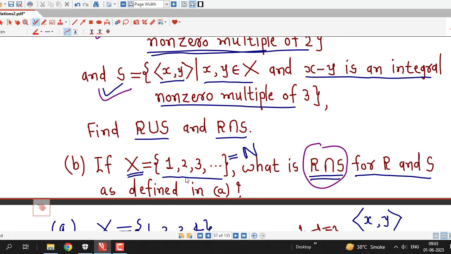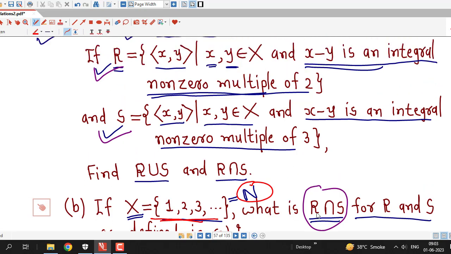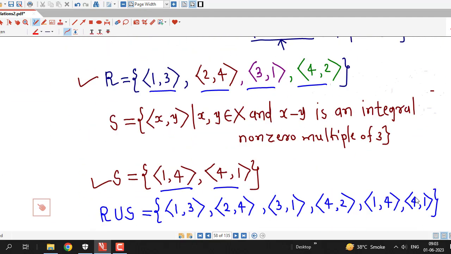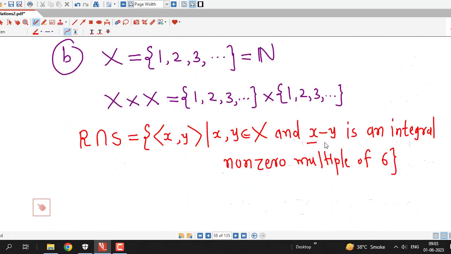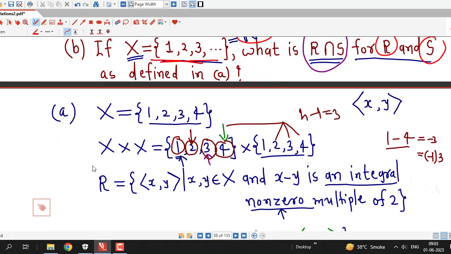For the second part B, here our set X is the set of natural numbers, which is an infinite set. So in this case, R and S both are infinite sets, and therefore we have to write the representation for R intersection S in this form, because we do not have finite sets for R and S. So this is a very easy topic.